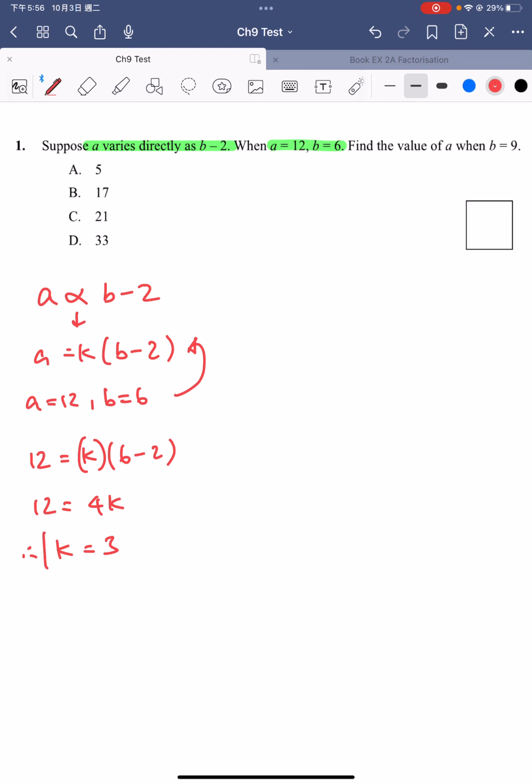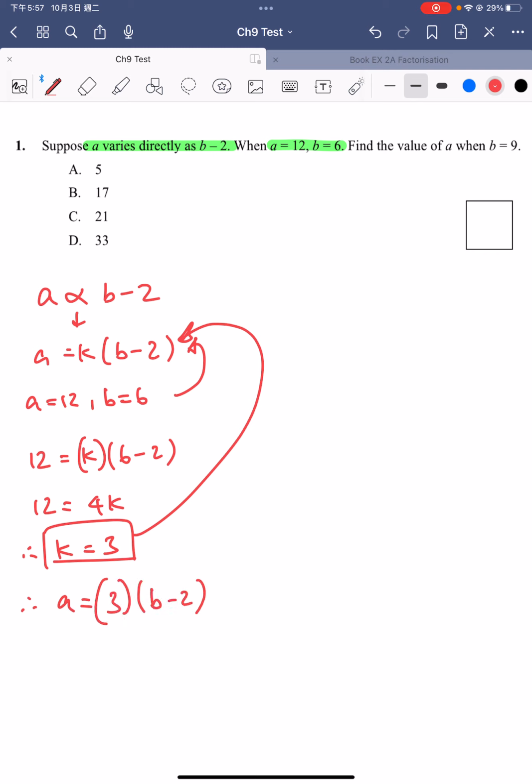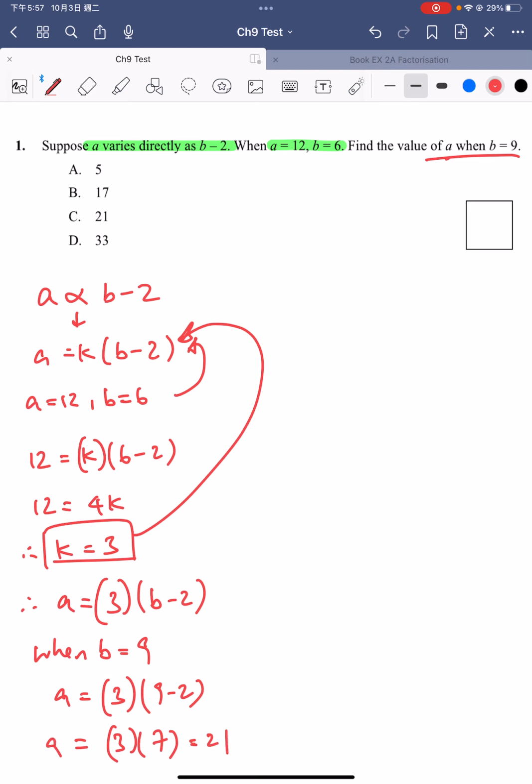After that, we find out the coefficient, the variation constant. We need to substitute back into our initial formula so that we have A is equal to K, which is 3 times B minus 2. And they're asking to find the value of A when B is equal to 9. So when B is equal to 9, we have A is equal to 3 times 9 minus 2. This will give you 3 times 7, which is equal to 21. So the answer will be C. So when you do the correction, please write all of the steps. Don't just give me the answers, okay?